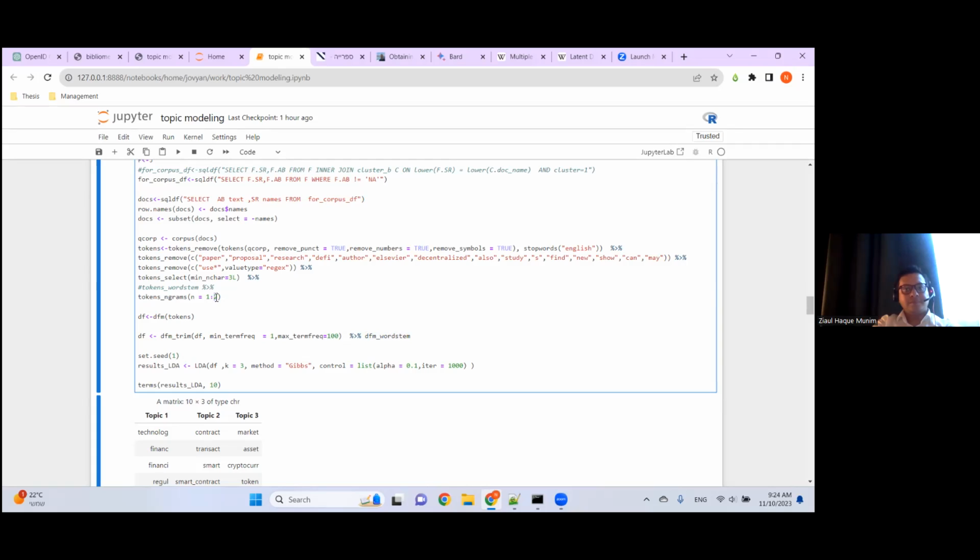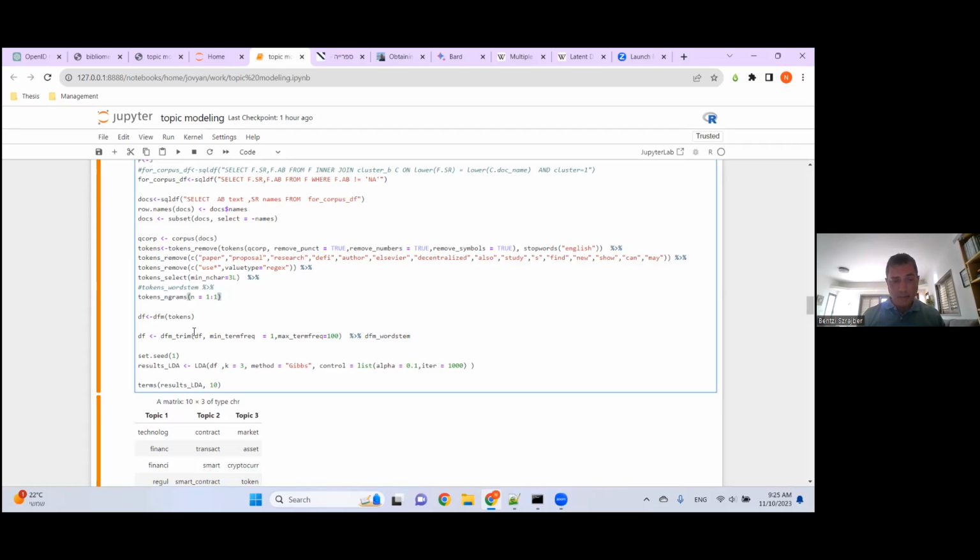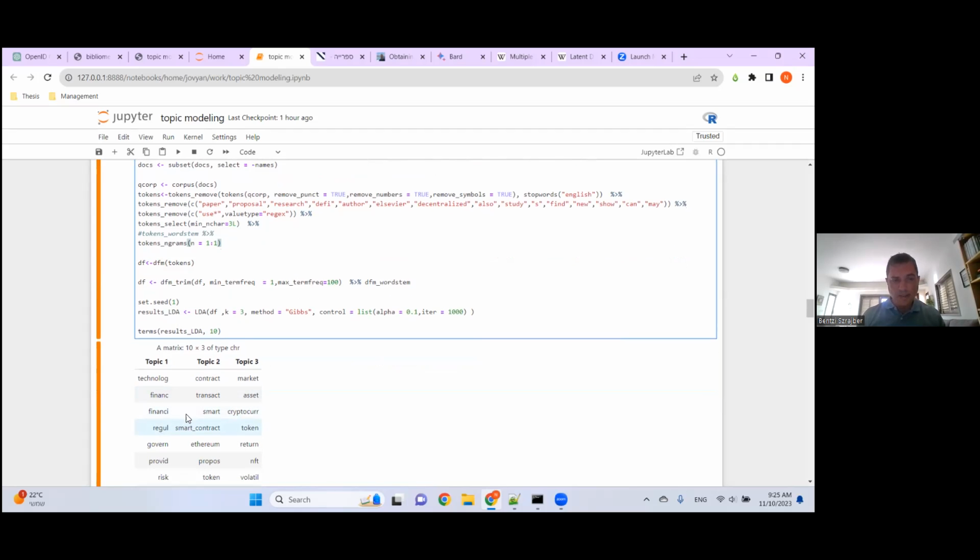Especially in our case, I wouldn't say most of the time, but a lot of the time we're talking about a couple of words that have a specific significance. So you want to consider doing the analysis with unigrams or 2-grams, or bigrams. By the way, we can do both of them. For example, in this case, smart contract appears as a smart contract, and smart and contract are also considered separately. So you can play with that.